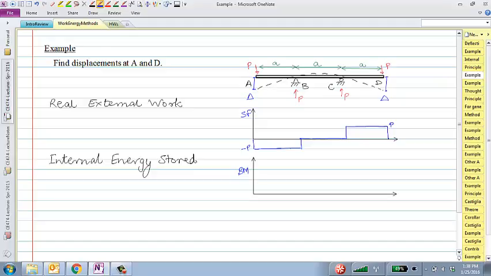The bending moment diagram, would it be positive or negative? Positive bending moment or negative bending moment?